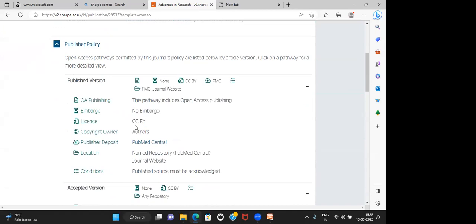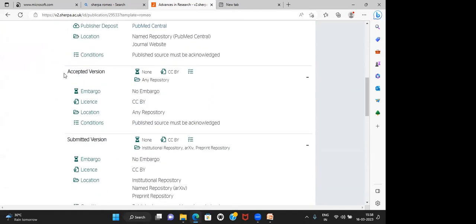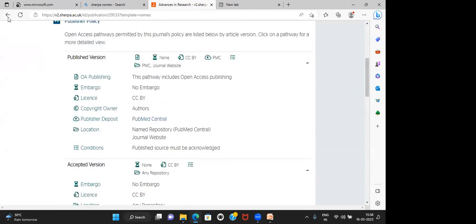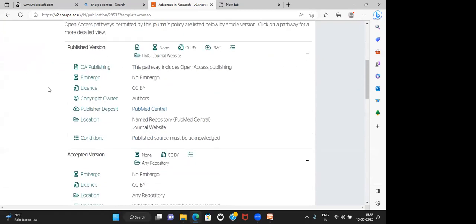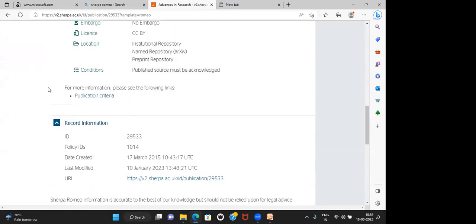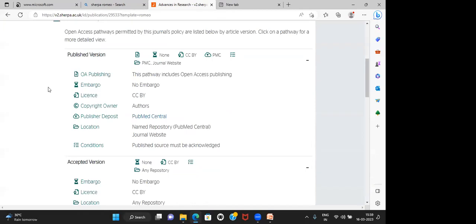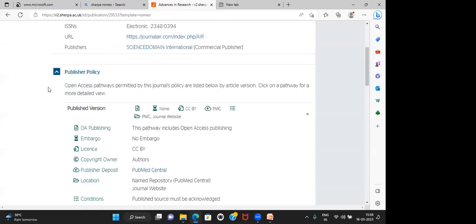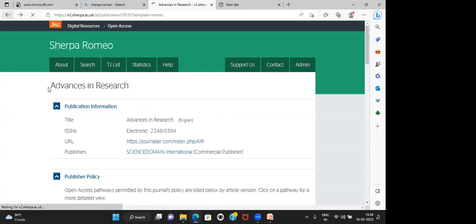Next, I am showing you another example. Embargo, as I told you earlier, means that if we select a subscription-based journal to publish our research work, then the publisher sometimes puts an embargo on the paper so that we cannot access it for a limited time, which may be six months to 3 years. During this period, they make a profit by selling the paper.